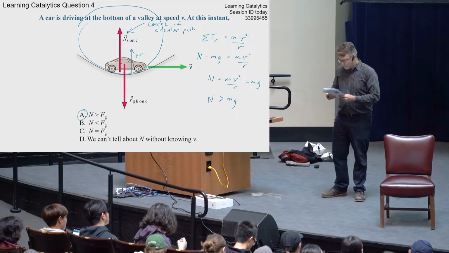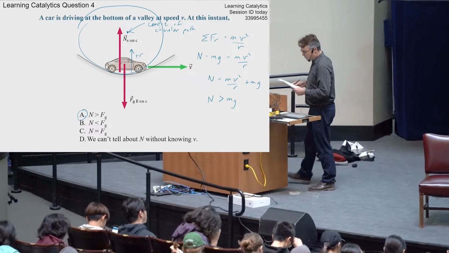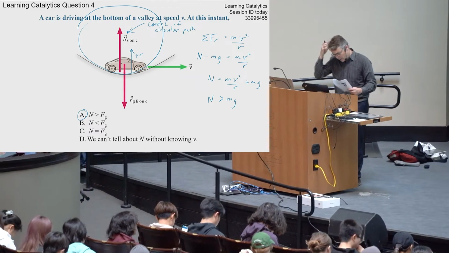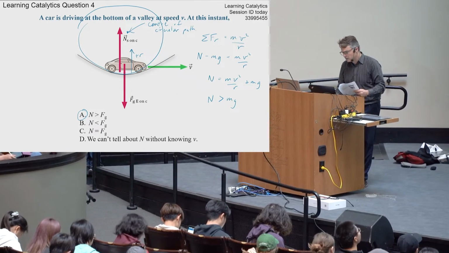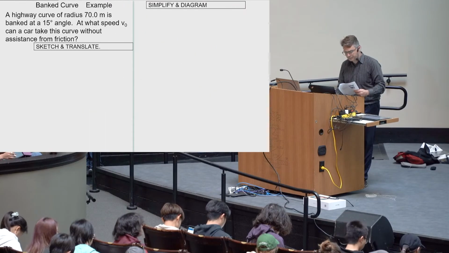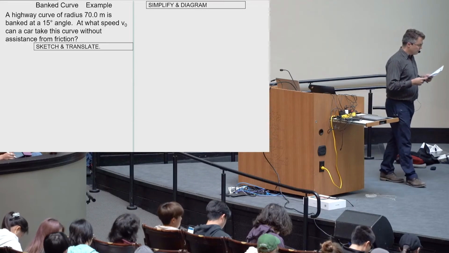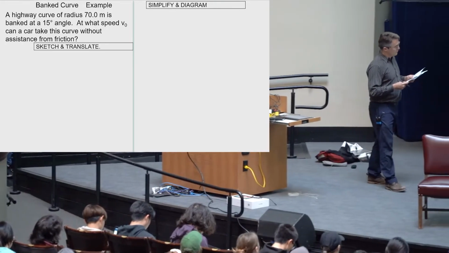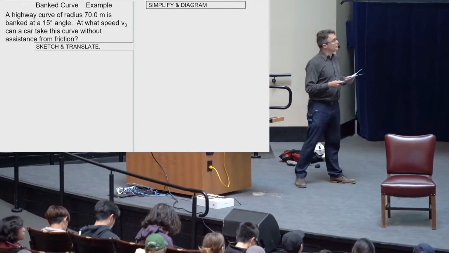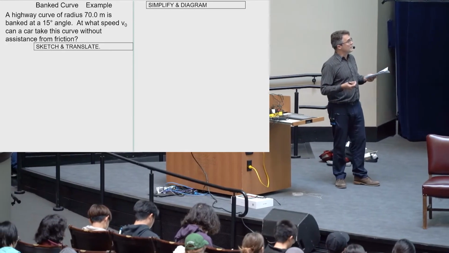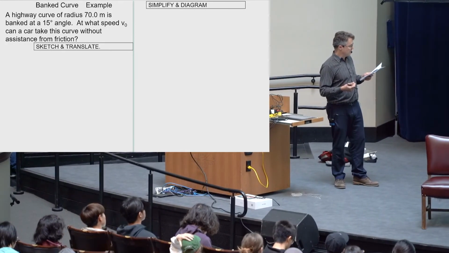Okay, so next thing is banked curves. So this is again a favorite thing that comes up on physics tests, but I think it's kind of interesting and important, which is you're going around a highway curve of some radius, and it's banked at a 15-degree angle.